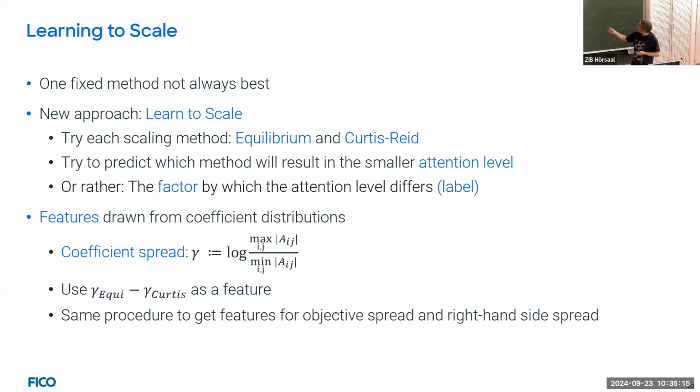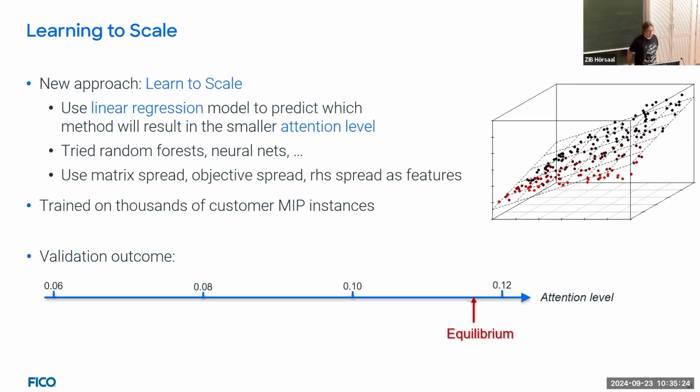Okay, and not only for the coefficients of the matrix, but we also use the coefficients of the objective and the right-hand side as features. So it turned out in this study that a linear regression model was good enough to produce some very reliable predictions. We also tried some different models. They were, I mean, in the prediction quality, maybe slightly better, but we preferred in that case to have a very stable and interpretable model in the end.